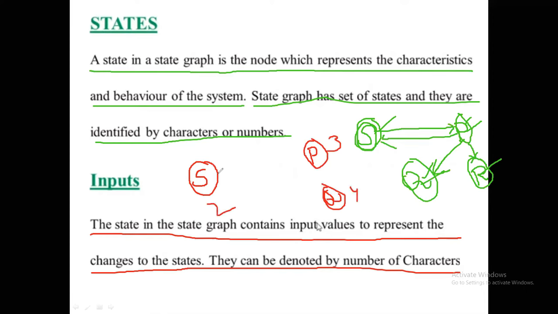If you give 2 as input, then it changes the state from S to P. If you give 3 as input, then the state of the system will change from S to Q. That means the inputs are the values in the state graph that represent the changes to the states. If we apply 2 on state S, the state will be changed to P.